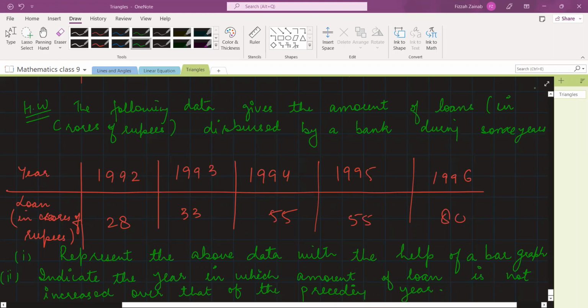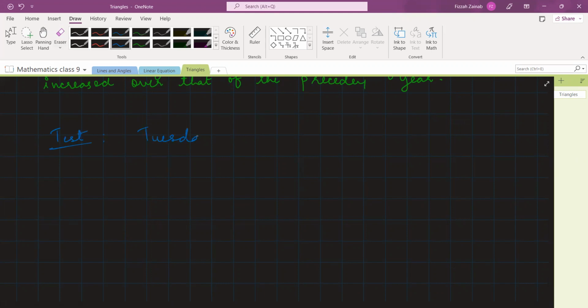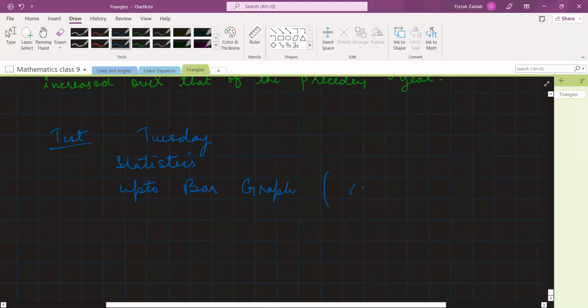And we will be continuing with histogram and frequency polygon. Two things are remaining in this chapter now. Let's have a test on Tuesday, Jaslyn. I'll give you a test of this chapter only, up till bar graph. Histogram and frequency polygon I'll not give in the test, up till bar graph and the tally marks that you have done, right? So there's a test on Tuesday, statistics, up to bar graph, right? Bar graph means reading a bar graph plus drawing a bar graph, both things.